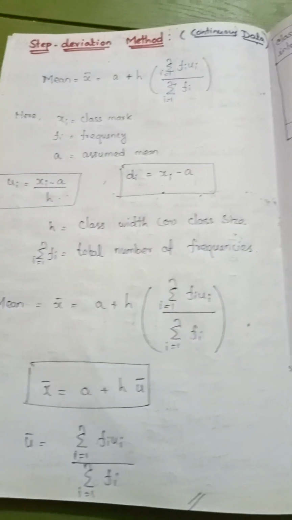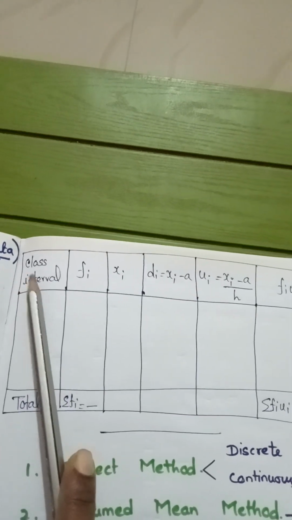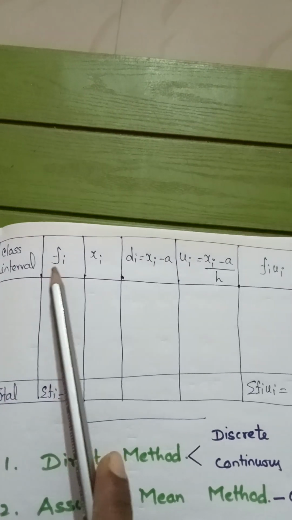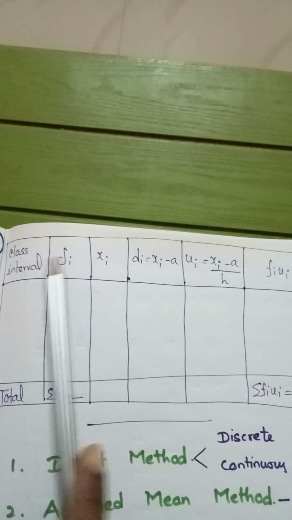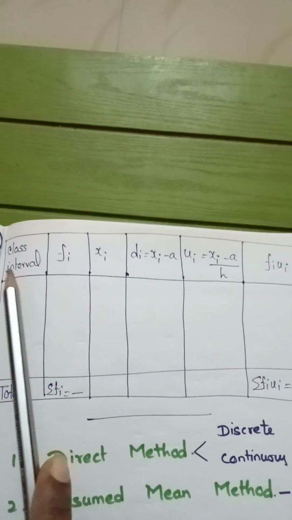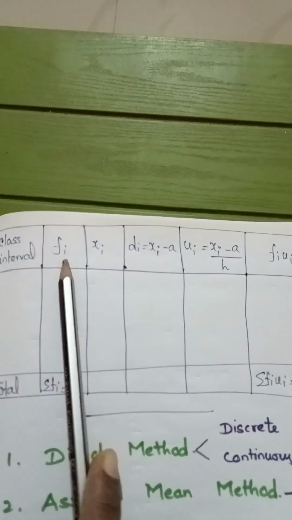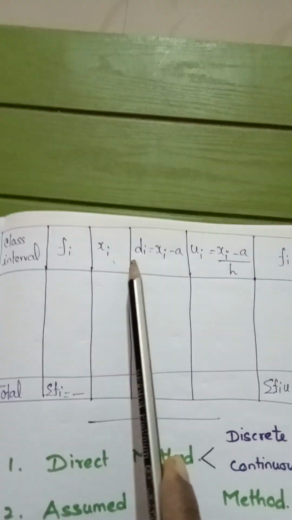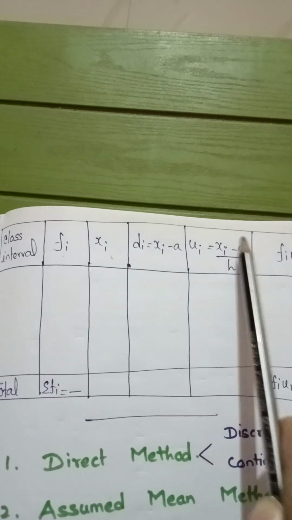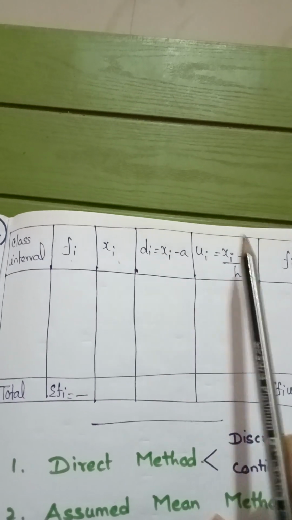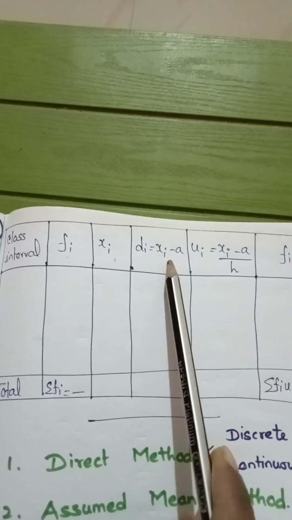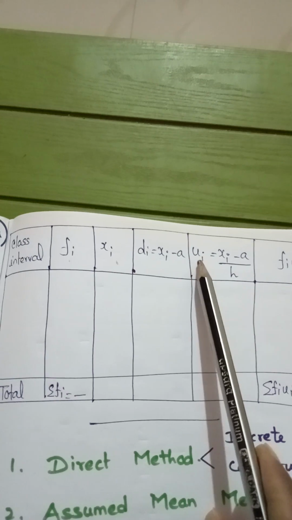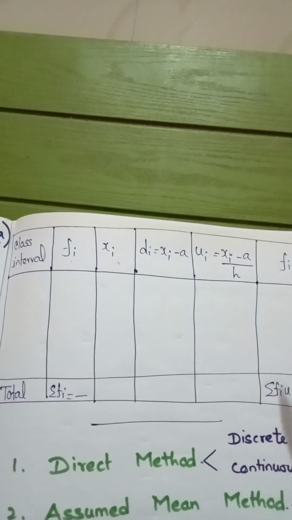Okay. So next we draw the table. Class interval. We make the table for step deviation method. Class interval first one. Next one, fi, frequency. Next one, xi, class mark. Next one, di. This value is there now. First you find this value. After that you substitute here. So di equals xi minus a. Here ui equals xi minus a by h.